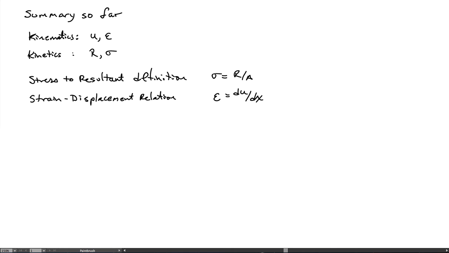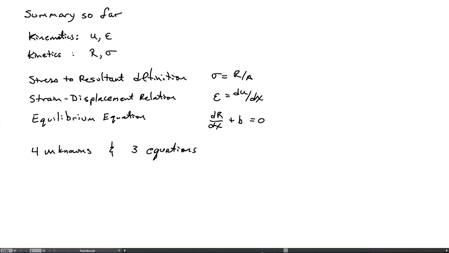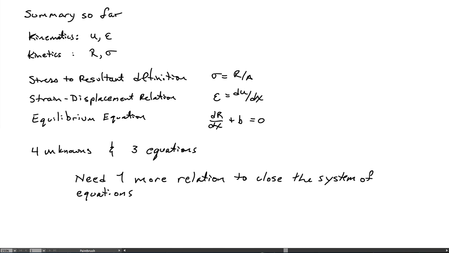And we have a strain displacement relationship, which connects the strain field to the displacement field. And we have an equilibrium equation, which tells us the requirements for the forces to be in equilibrium. So in total, I have 4 unknowns in my system, and I have 3 equations. And that tells me that I need one more relation to close the system of equations. So we have linear equations, and so I'm going to need 4 equations for my 4 unknowns.